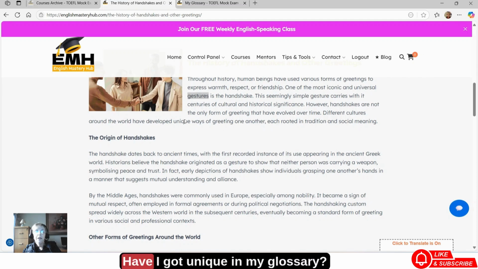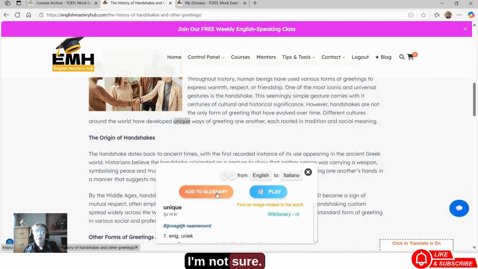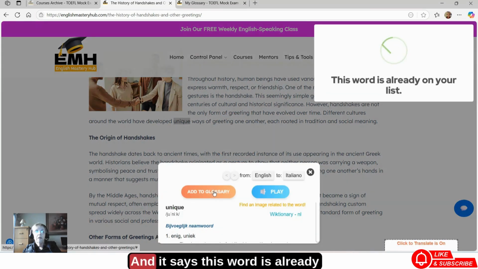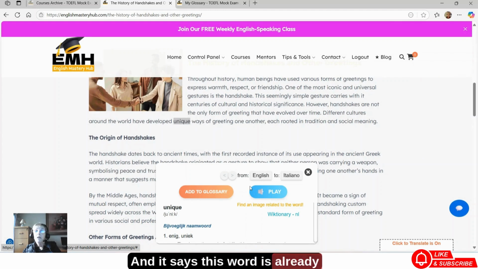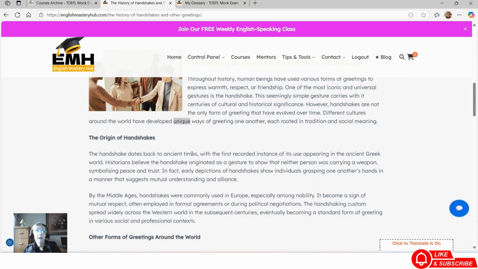What about unique? Have I got unique in my glossary? I'm not sure. So we're going to click on it. And it says this word is already in your glossary, so I don't have to add it again.